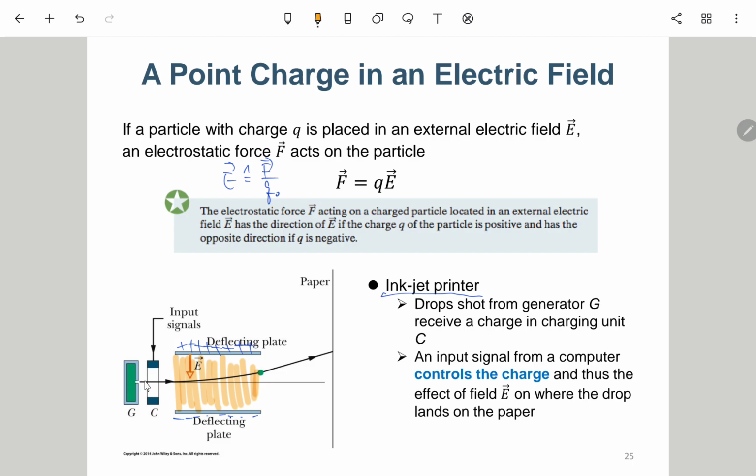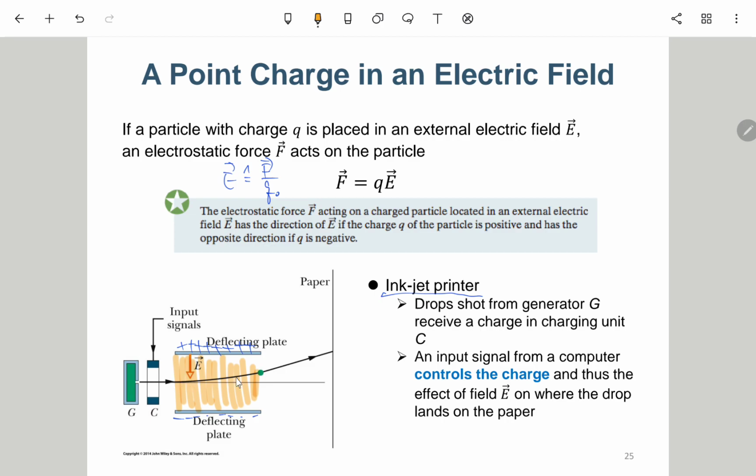Okay, so in that case, we try to control the charge amount added to the ink. If we add more charge, then the force acting on the ink as it goes through the parallel plate will be larger. So we will add some negative charge, some electrons, to the ink.